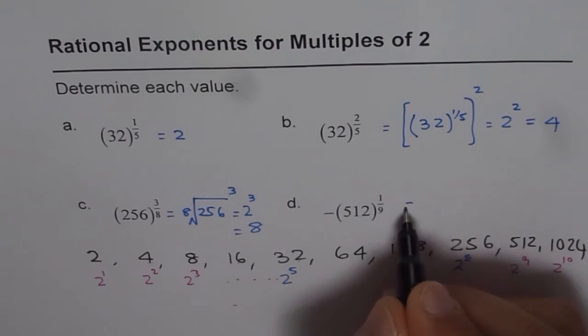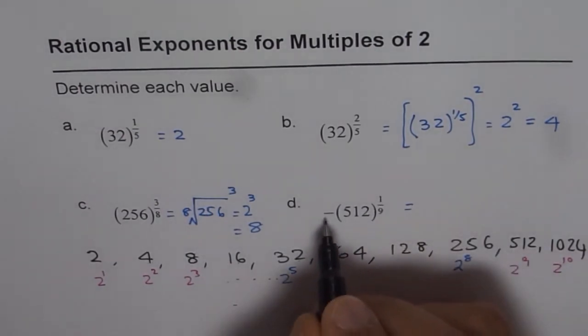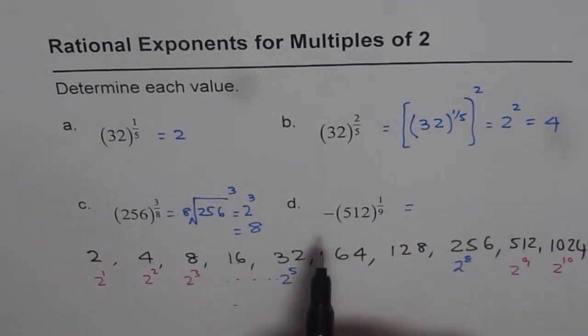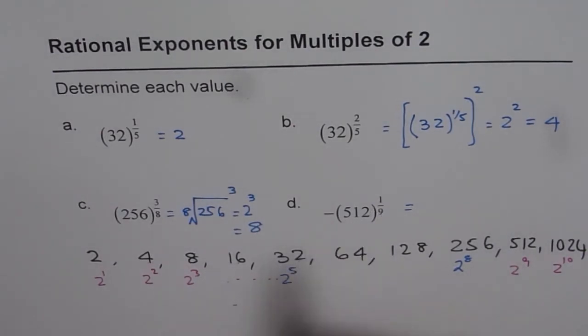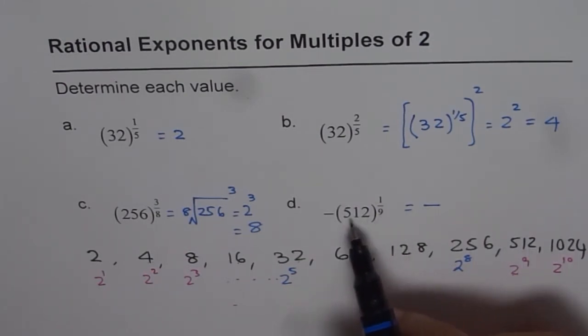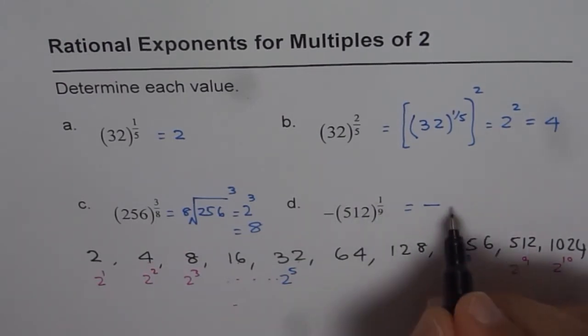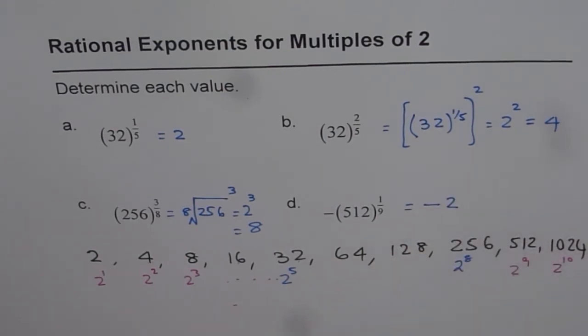Next one for us is 9th root of 512 with a negative sign. Remember, this negative is not to the power of 1 over 9. Okay, so just keep it. So negative remains. 512 to the power of 1 over 9. We know 2 to the power of 9 is 512. Therefore, 9th root of 512 should be 2. So we get negative 2 as our answer.